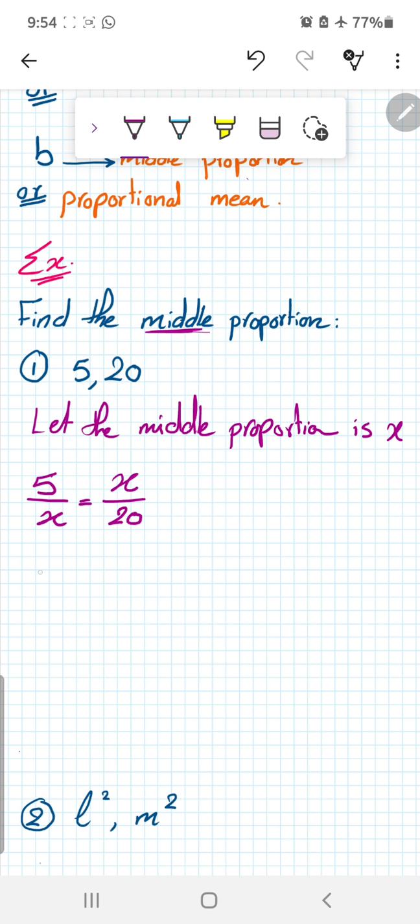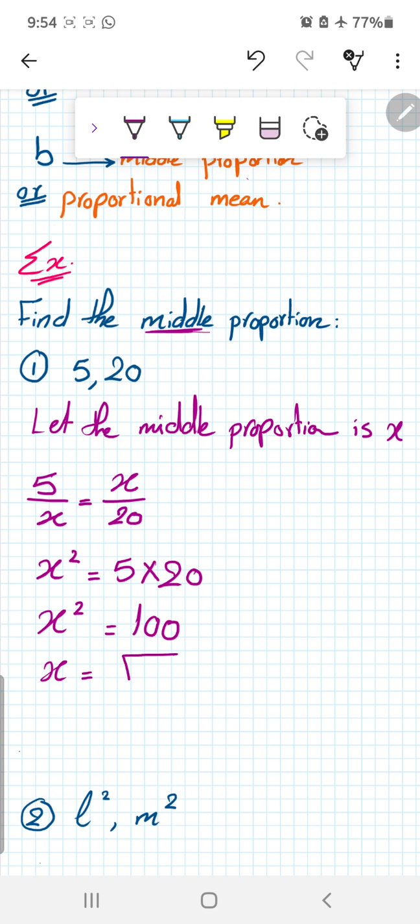X times X, which is X power 2, equals 5 times 20. So here we have X power 2 equals 100. To get the value of X, take the square root of 100 and don't forget to write positive or negative. So X here equals positive or negative 10. So the middle term here is 10, positive or negative 10.